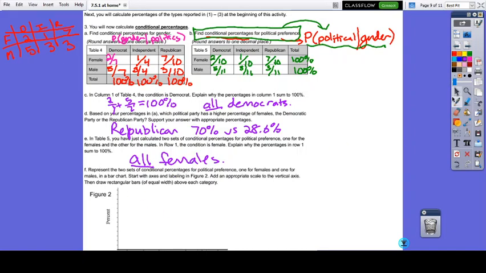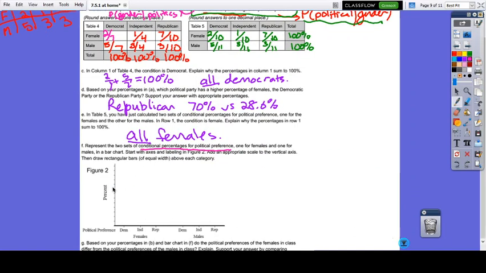Letter F then talks about representing this information, conditional percentages for political preference, one for females and one for males in a bar chart. We want to look up here at B. Start with axes and labeling in figure 2. We actually have some of this given to us: females, males, Democrat, Independent, Republican, and then our percentages here.